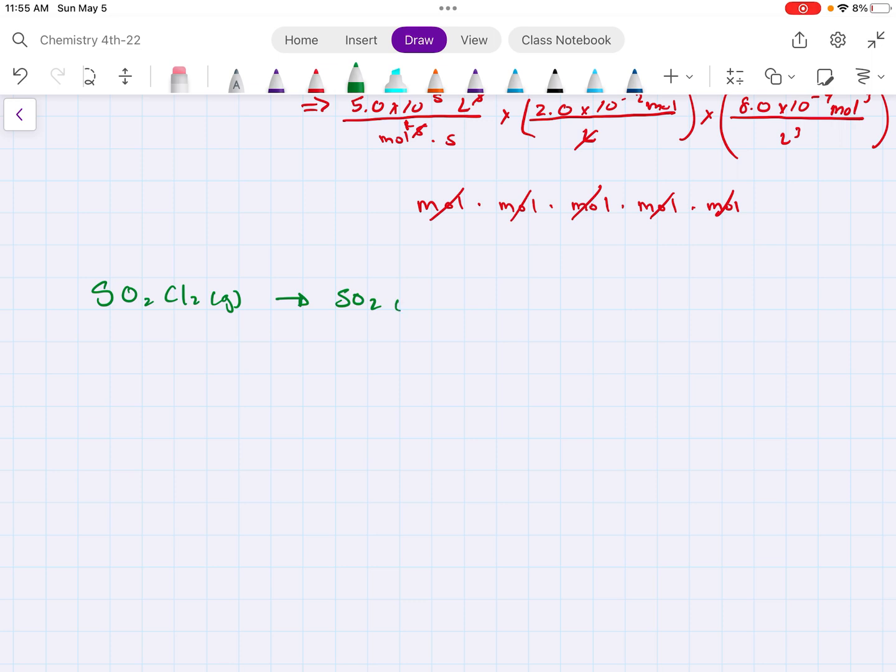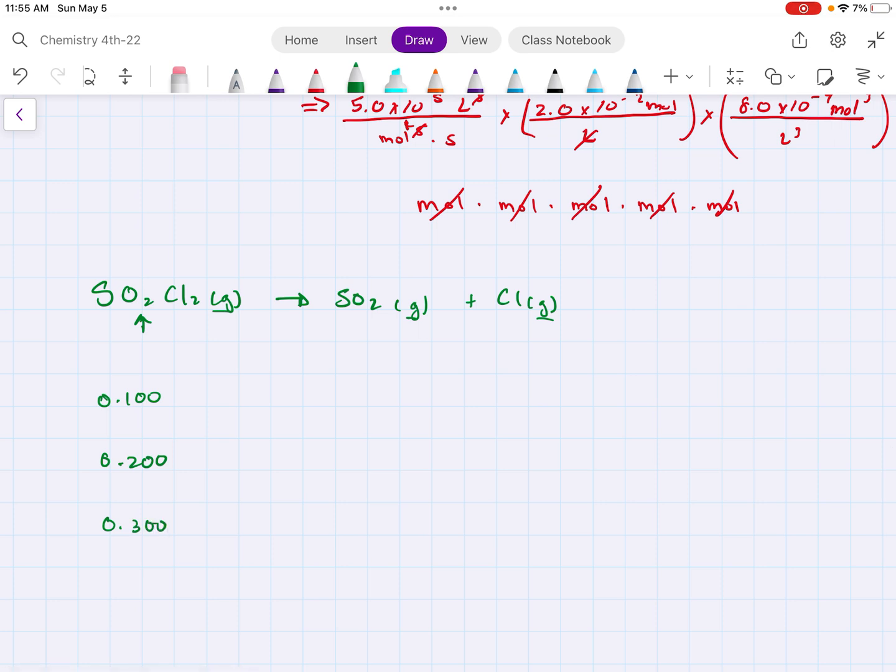And chlorine. Okay. So we can see here that this is going to be a homogeneous reaction because everything is in the gas state, right? So let's take a look at our initial concentrations of this one. So we have 0.100, we have 0.200, right? This is all moles per liter, don't forget, 0.300.